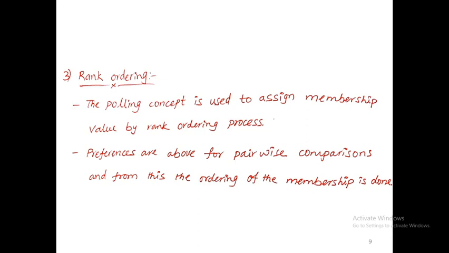Here, let us understand that the rank ordering method is nothing but the polling concept. If you want to give some rank, you need to have some data based on the number of polls; first, second, third, like that we can decide, right? The polling concept is used to assign the membership value by the rank ordering process. Here preferences are given for pairwise comparisons, and from this the ordering of the membership is done. Pairwise comparison means one item is compared with another to give the rank. So we'll see that with an example.